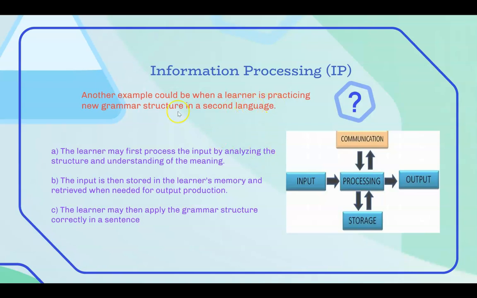Another example could be when a learner is practicing a new grammar structure in a second language. The learner may first process the input by analyzing the structure and understanding the meaning. For example, in a sentence like the sky is blue, that will be the input, and then there's a process, then the storage, then it goes back to the process, and then to the communication, back to process, and then when it's needed, it goes out in the output. The input is then stored in the learner's memory and retrieved when needed for output production. The learner may then apply the grammar structure correctly in a sentence.